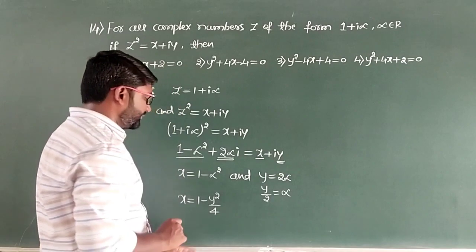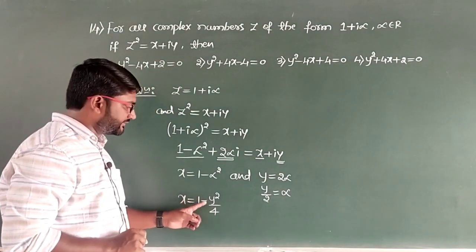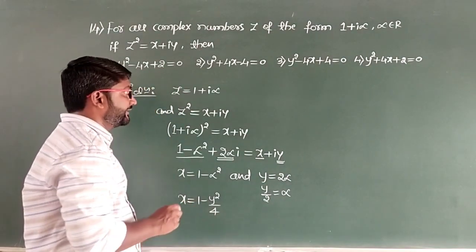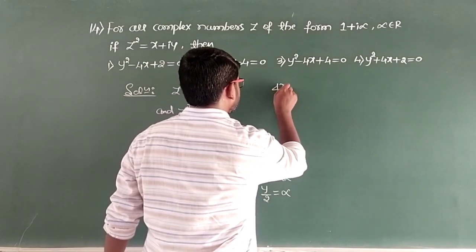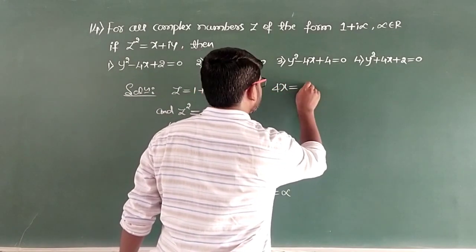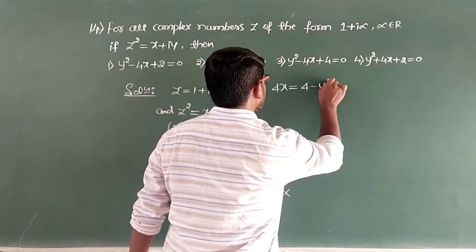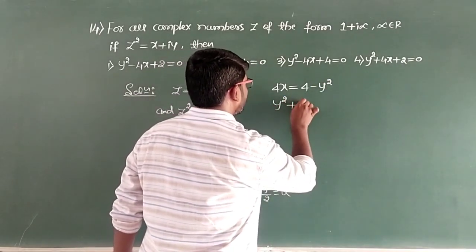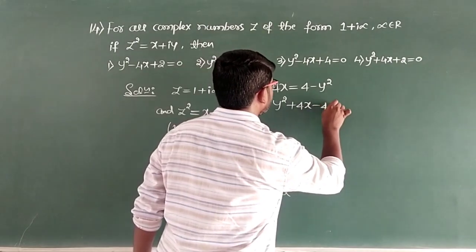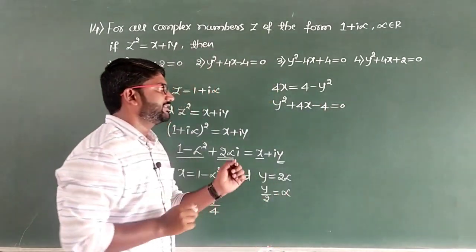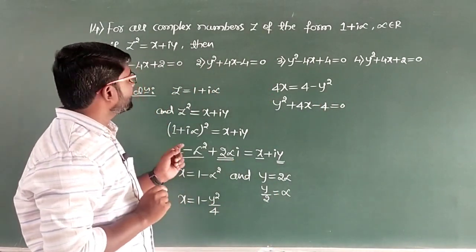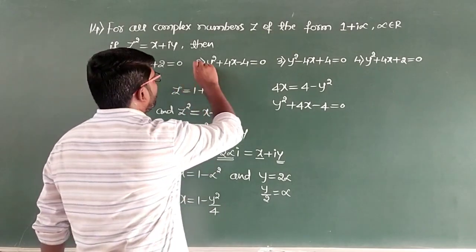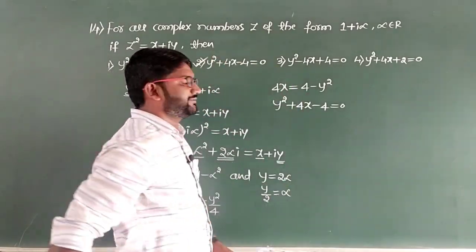Now take up the LCM. 4 will be multiplied with 1. At the same time I will be taking 4 to the left hand side. So overall we get 4x which is equal to 4 minus y squared. Now overall it can be written as y squared plus 4x minus 4 which is equal to 0. So this is the required condition. Verify the options now. Option 2 is the correct answer.